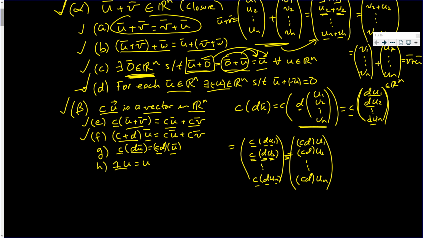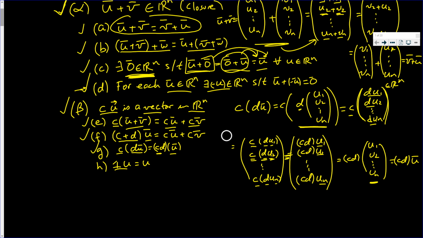Okay, so now I could factor out the scalar. Since U1, U2, all the way up to UN, they're all being multiplied by this one scalar, CD, I can factor it out. I get U1, U2, UN. So then I get CD times this, which is vector U. Got G.